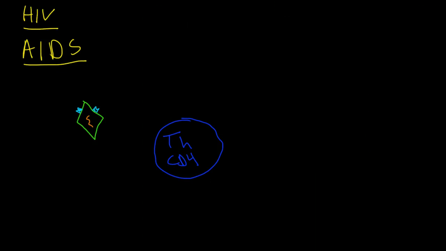And actually CD4 is just a classification of receptors that are on various cells. So there's lots of different CD cells. For instance, hematopoietic stem cells have a receptor CD34 on them, so they're called CD34 cells. And then cytotoxic T cells have CD8 receptors on them, so they are called CD8 cells.